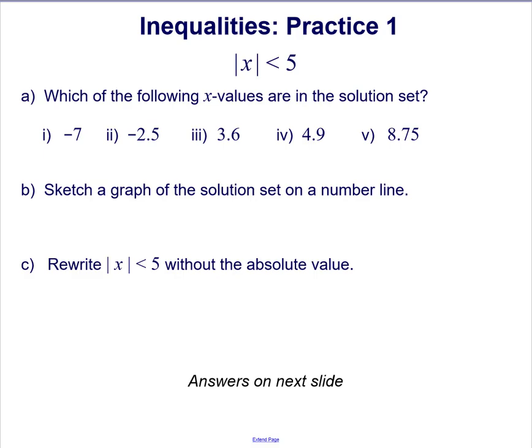Practice problems set 1. Consider the absolute value of x less than 5. There's three things we're going to ask you to do. For part A, which of the following x values are in the solution set? So you want to consider -7, -2.5, 3.6, 4.9, and 8.75. We've got 5 things we want to consider. For part B, you want to sketch a graph of the solution set on a number line. And for part C, you want to rewrite the absolute value of x less than 5 without the absolute value.